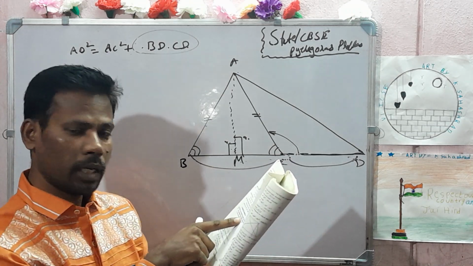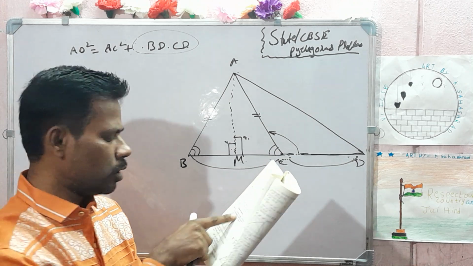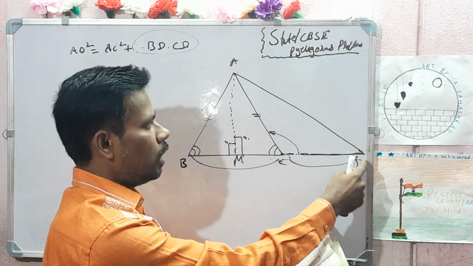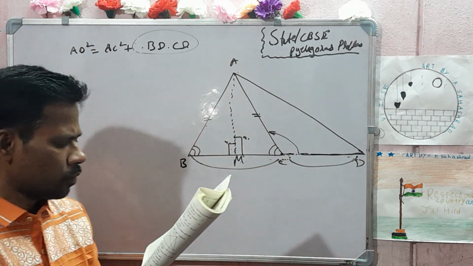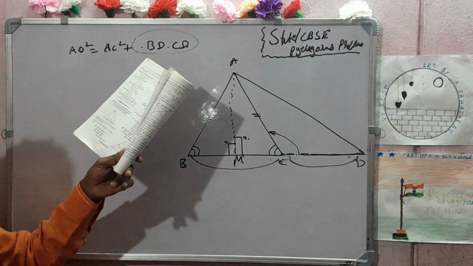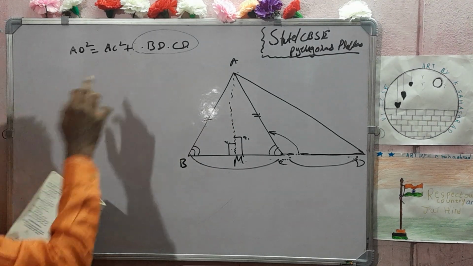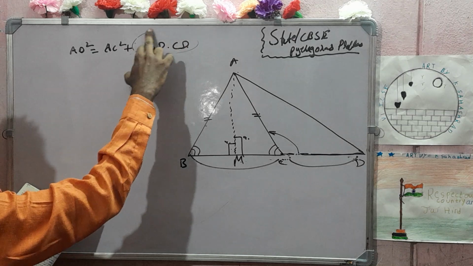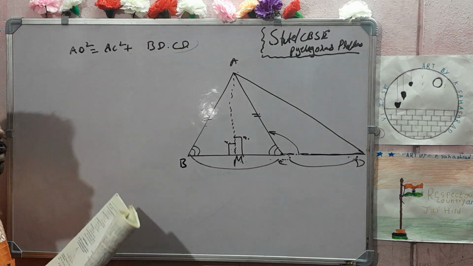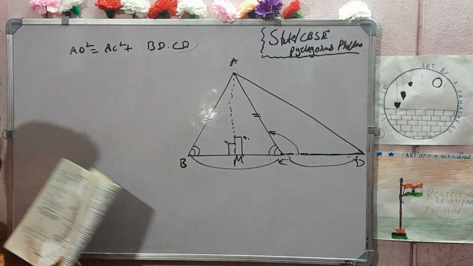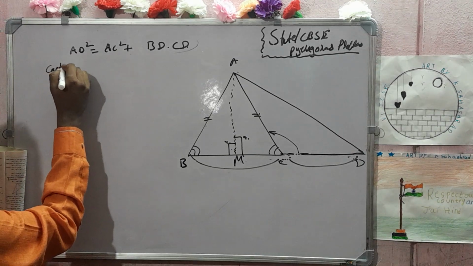In triangle ABC, which is isosceles, the base BC is produced to D and D is joined to A. Prove that AD square is equal to AC square plus BD into CD. This is what we have to prove. So how to do this one? For this you need construction.